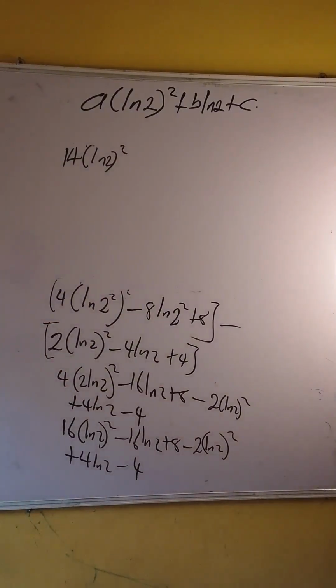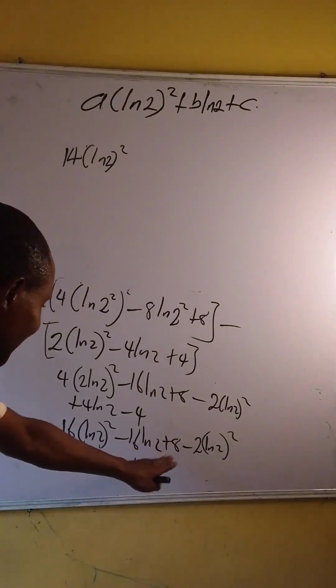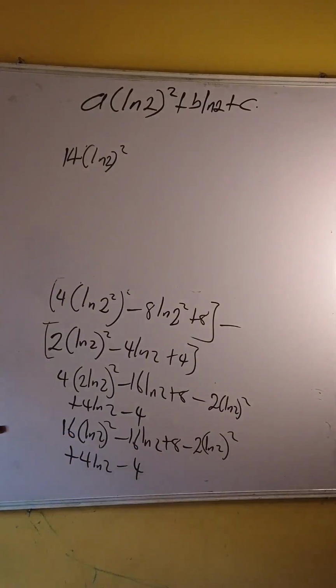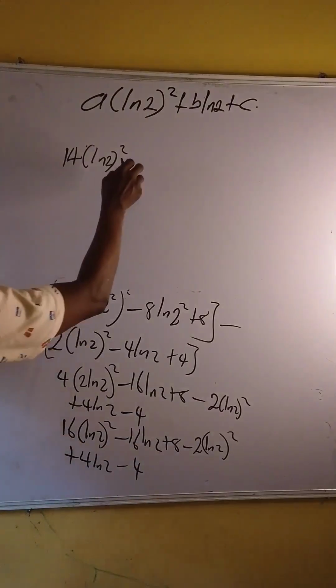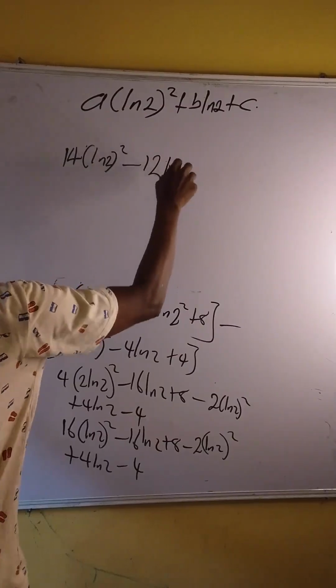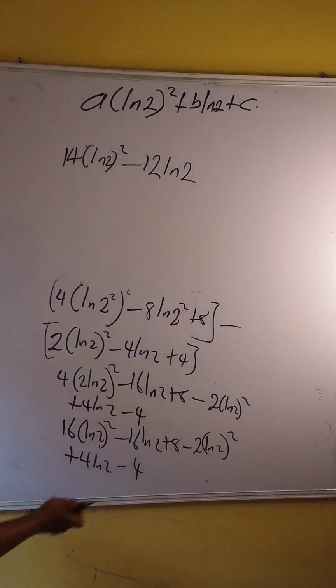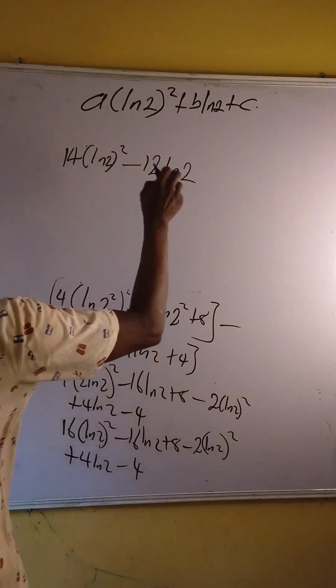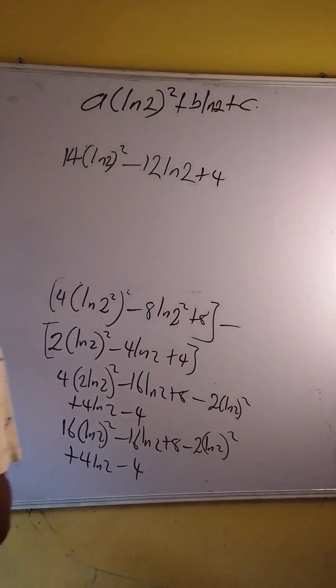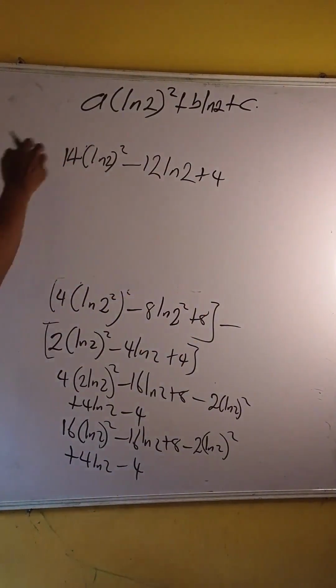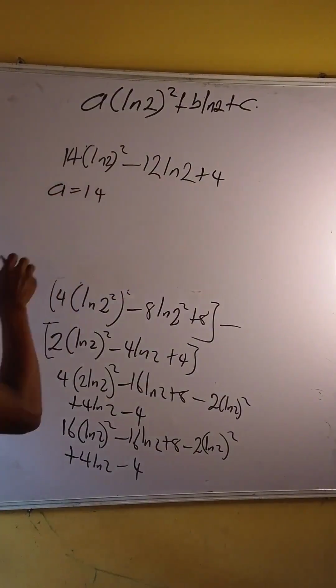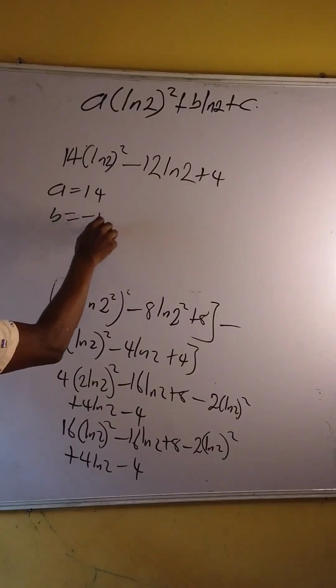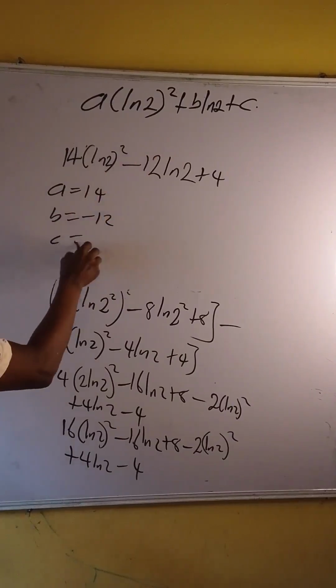Now we have minus 16 ln 2 plus 4 ln 2. Minus 16 plus 4 will give us minus 12. So I have minus 12 ln 2. Then we have plus 8 minus 4, which gives us plus 4. So that is it. You can see what they ask us. So from here, the A is 14 as the integer, your B is minus 12, and your C equals 4.